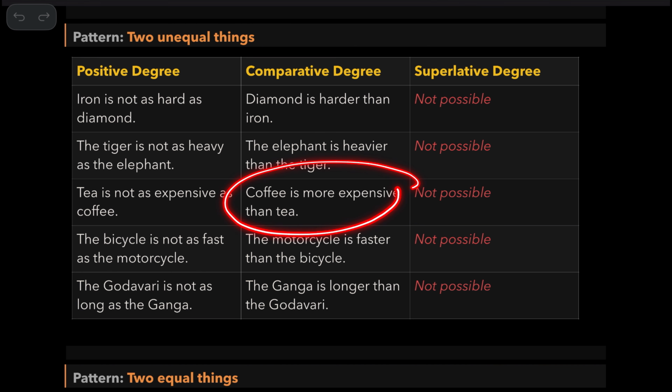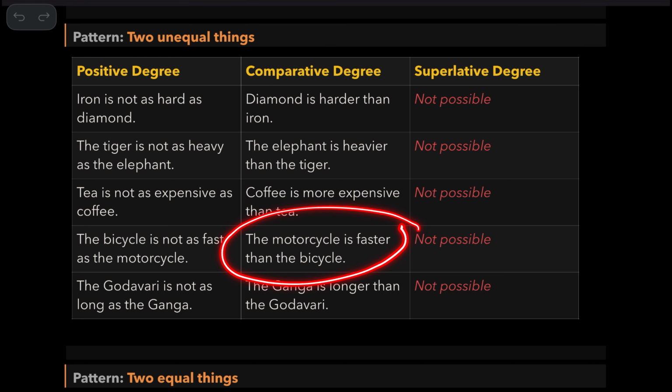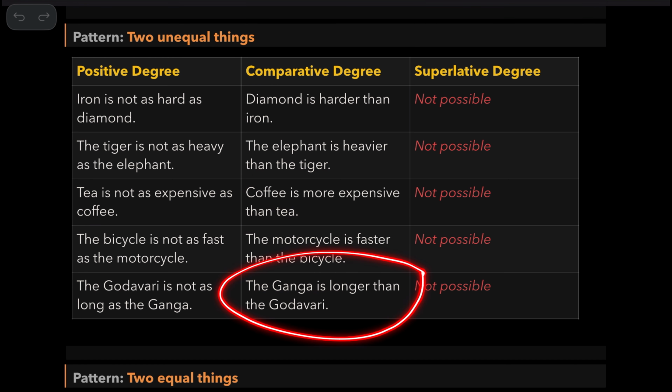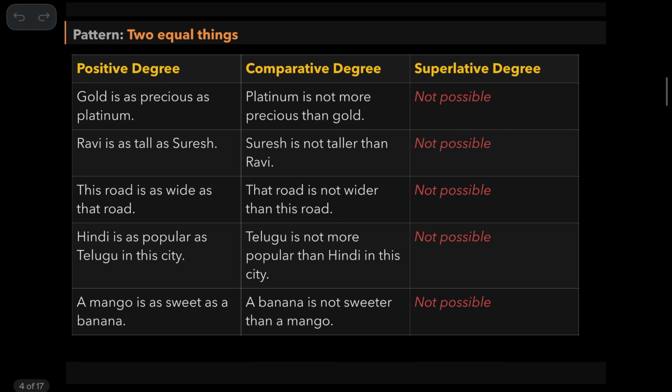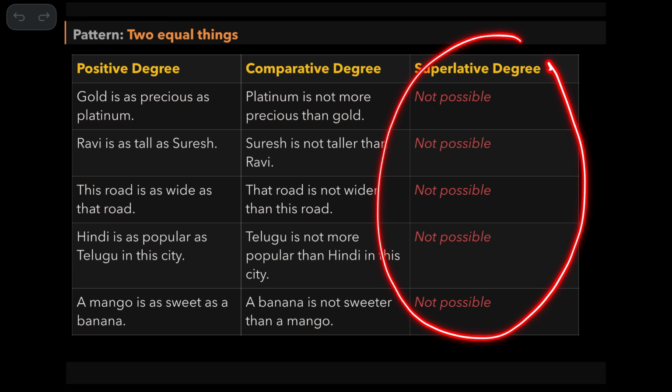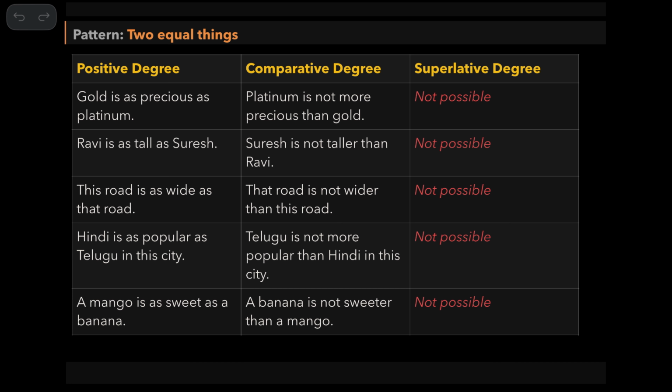Coffee is more expensive than tea. The motorcycle is faster than the bicycle. The Ganga is longer than the Godavari. And here in this pattern, two things are equal. So, as usual, superlative degree is not possible because you are only talking about two things.